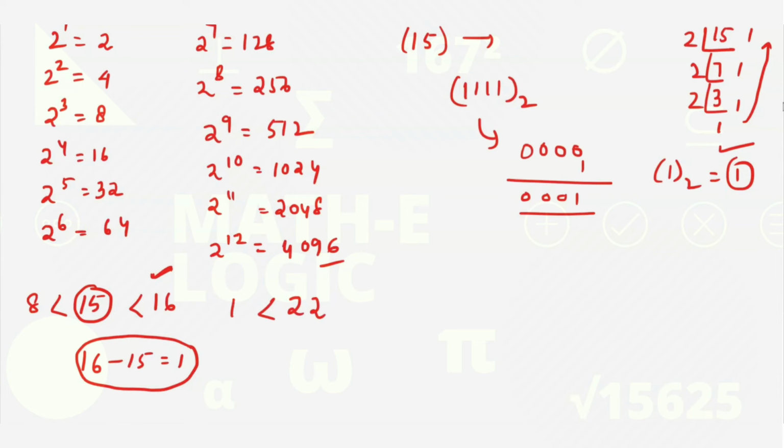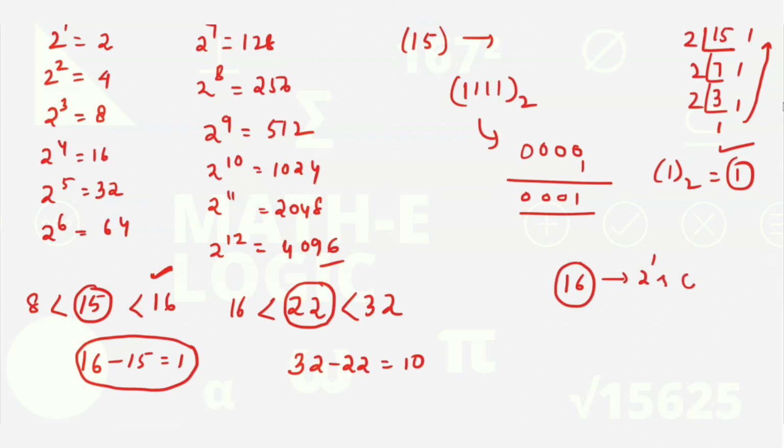Take another example like 22. Which number is greater than 22 in that table? 32. So you just subtract 22 from 32. You get 10. So the 2's complement of 22 is 10. In that way, you can find it for any value.